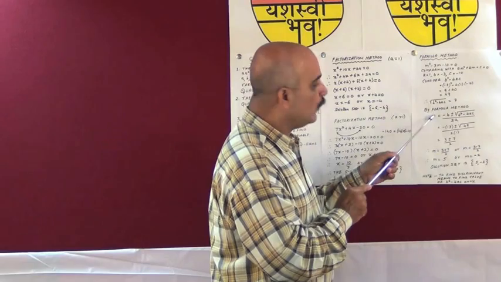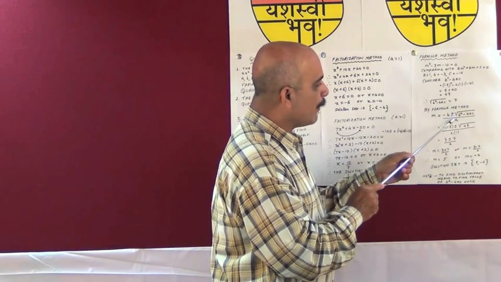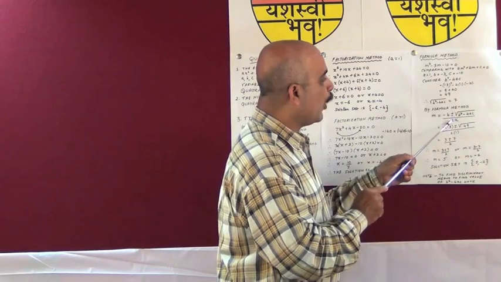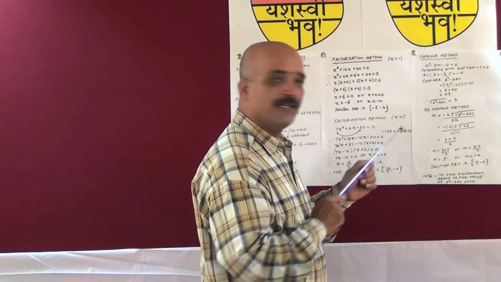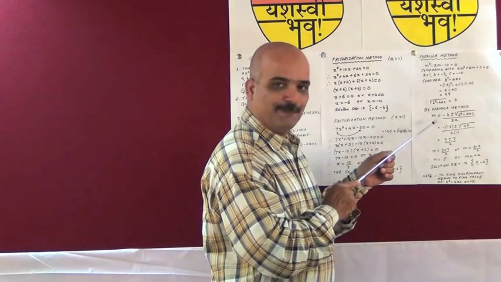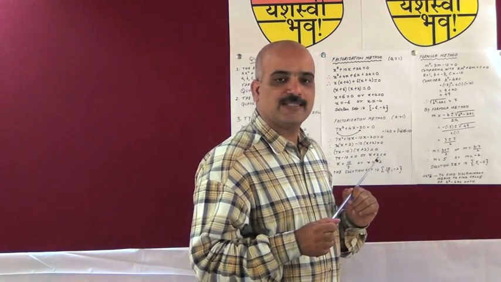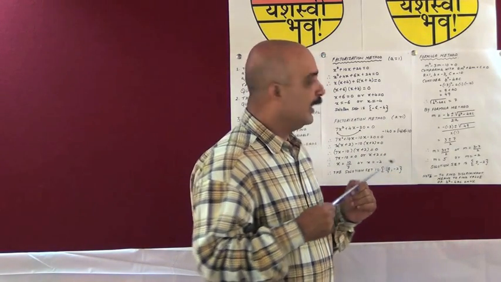So m is equal to minus b plus or minus square root of b square minus 4ac upon 2a. I repeat, m is equal to minus b plus or minus square root of b square minus 4ac upon 2a.